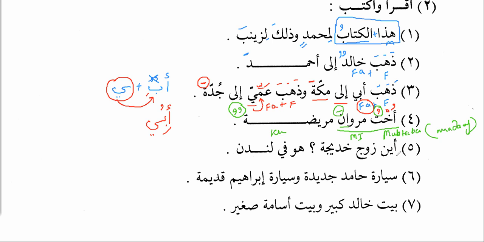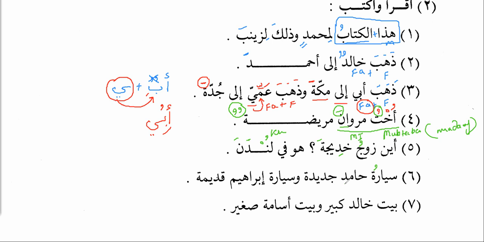The next one is aina zawju Khadija. So what will be the haraka? Zawju Khadijata. Feminine name, ghair munsarif, cannot have a kasra. هو في لندن, or Lundana. So this is also one of the city names, cannot accept al, and it will show the majroor case by fatha.